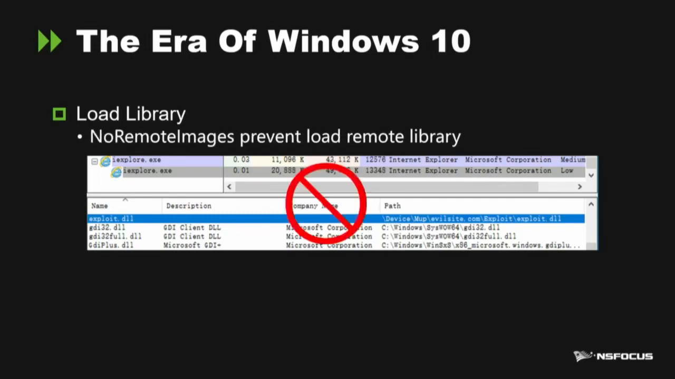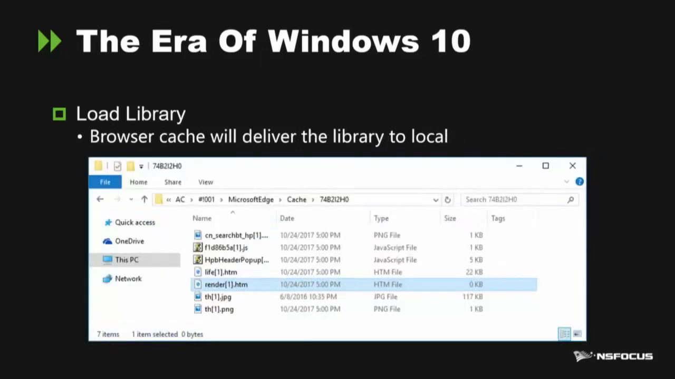To address this, there was the no remote image policy of the image load policy, which will prevent loading from the remote path. However, the browser itself will cache web page data, which can be used to deliver the library to local. So we can load the malicious library from local, and bypass the no remote image policy.